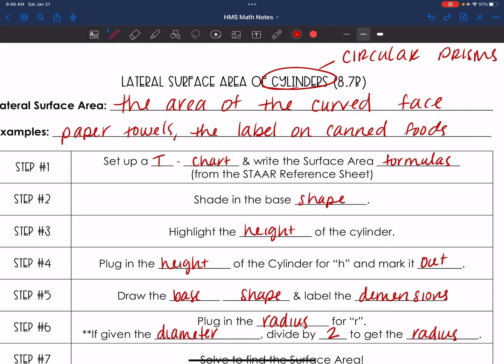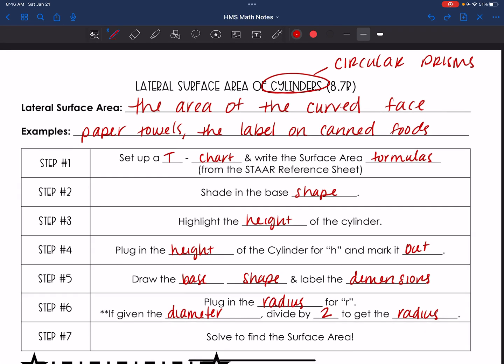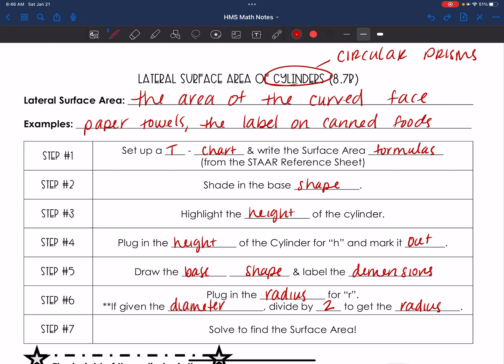Cylinders, we're going to call them circular prisms because that is what they are. The lateral surface area of a cylinder is the area of the curved face, which is basically that curved rectangle. Some examples are things like paper towels or the label on canned food. The formula for circular prisms is 2 pi RH. Cool. Let's go through our steps.